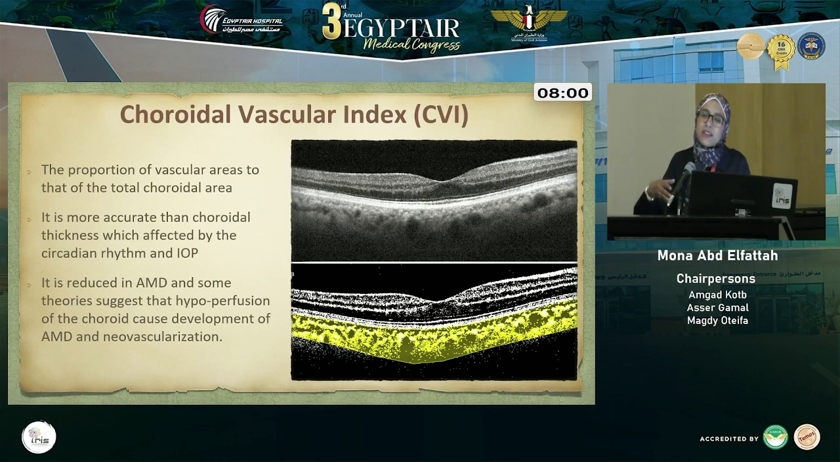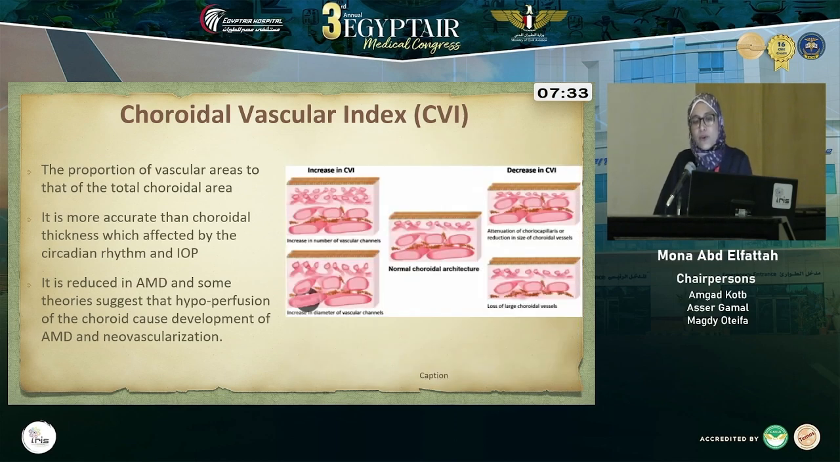هما ما بقوش يعتمدوا على الكرويدال سيكنس على الاقل في الاي ام دي، يعني احنا مش بنتكلم على اوفيايتس دلوقتي، بس هما شايفين ان الكرويدال فاسكولار اندكس هو يعني اكتر sensitivity. والكرويدال فاسكولار اندكس ده بيعملوا proportion of vascular area، يعني يشوفوا الفيسلز على المساحه اللي هو السكان بيعملها. It is more accurate than the choroidal thickness, which is affected by the circadian rhythm and intraocular pressure. برضو شايفين ان لما الاندكس ده بيقل، ده بيخلينا نفكر ان ممكن يحصل AMD. And research suggests the hypoperfusion of the choroid causes development of the AMD and neovascularization.